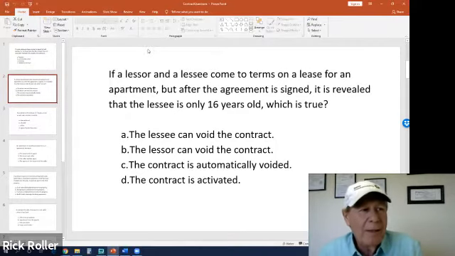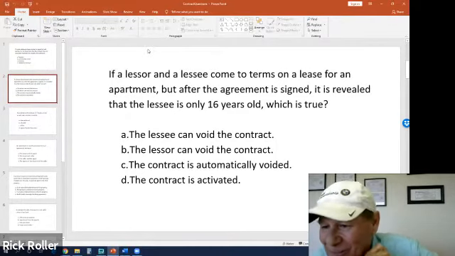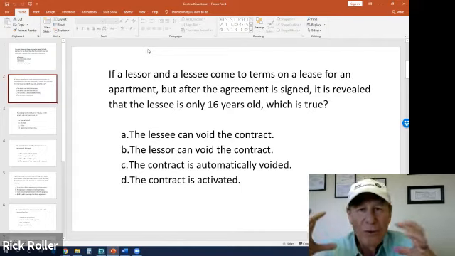Okay, the next one. This one's kind of cool. I like this question, because it has kind of like two dimensions to it.